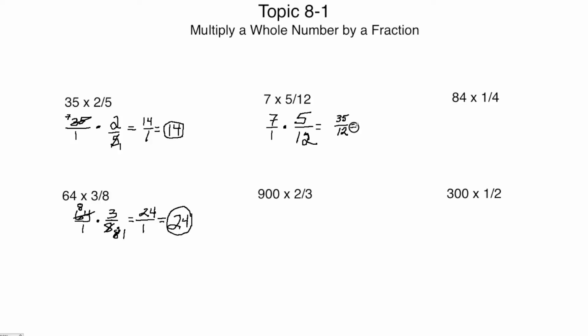We have an improper fraction, so you ask yourself, how many times can the denominator go into the numerator? That would be 2 whole times. 2 times 12 is 24. 35 minus 24 is 11. And your denominator stays the same. Oops, that's 11 twelfths. 2 and 11 twelfths. Circle your answer. Did you get that? Great job.